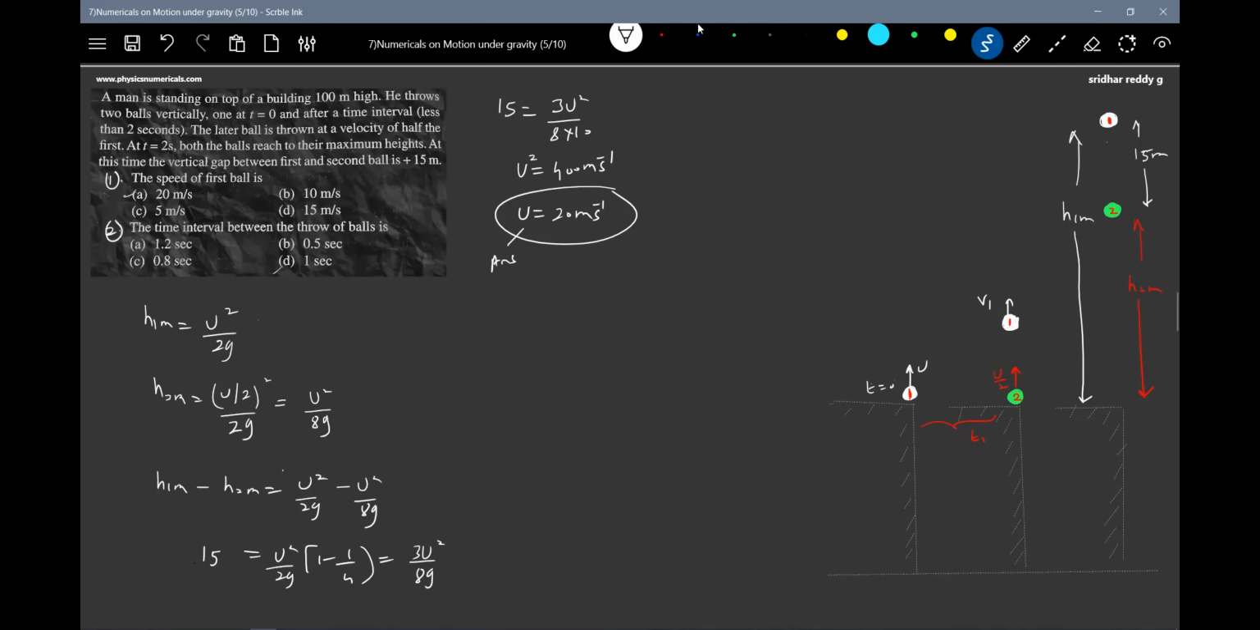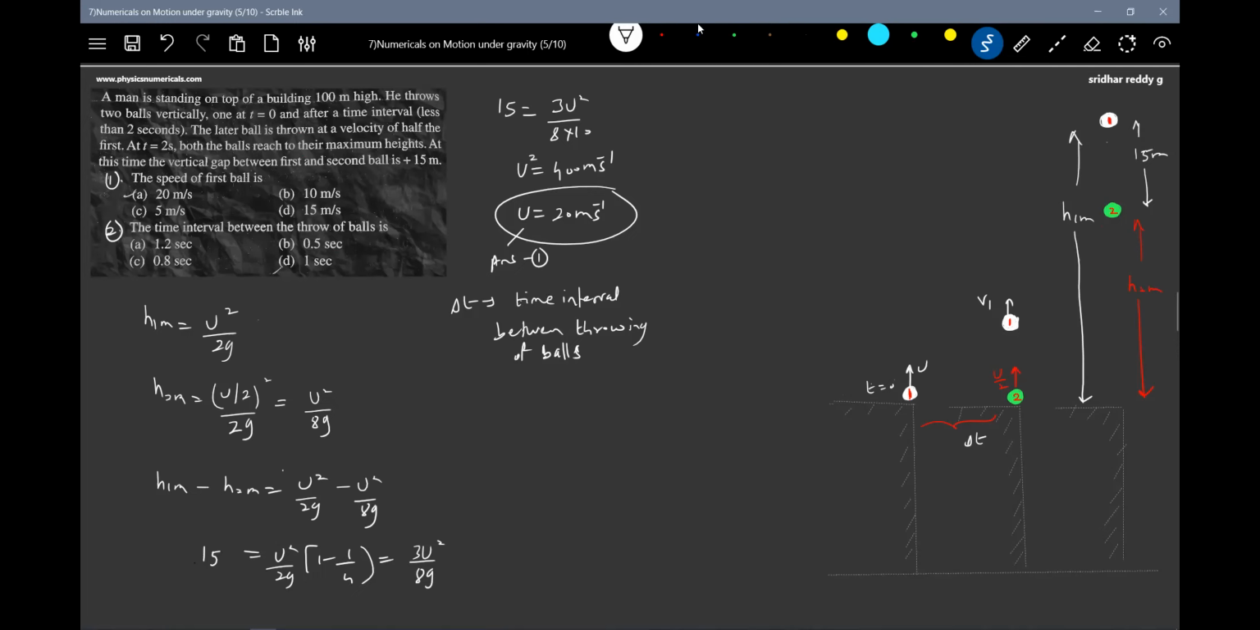I'll write it. Answer for the first one. Next, the time interval between the throw of the balls. Okay, this is what is being asked, delta T. What will that be? What is delta T? Time interval between throwing of the balls.